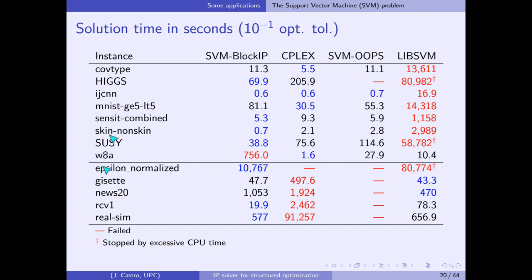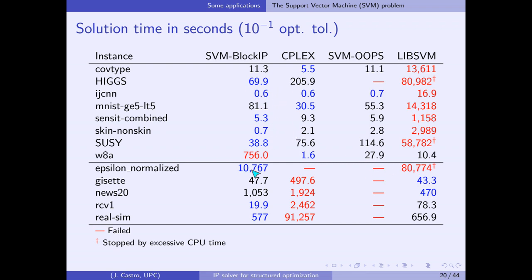When the number of features is large, you can see that this code, developed at the University of Edinburgh, cannot solve any instance. Why? Because it's a code specialized for low-rank matrices, so it works when the number of features is small. CPLEX also has a lot of trouble in these applications, and this new approach is quite efficient. For instance, this is a very difficult instance. It's solved in 3 hours. CPLEX cannot solve it. SVM-OPS cannot solve it. And LibSVM requires about 1 day of CPU.